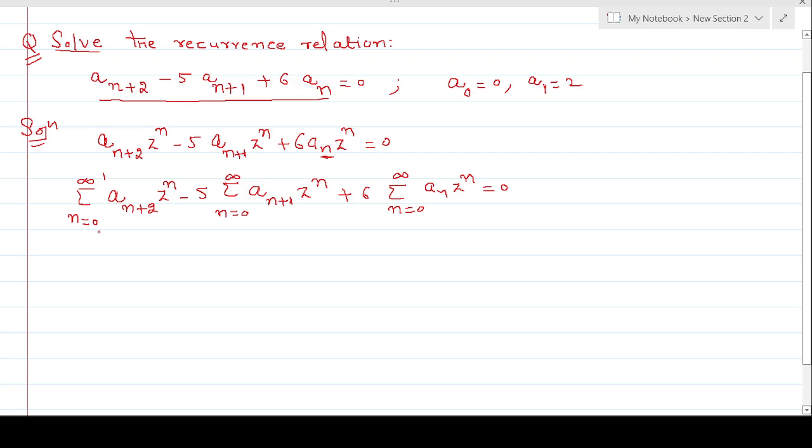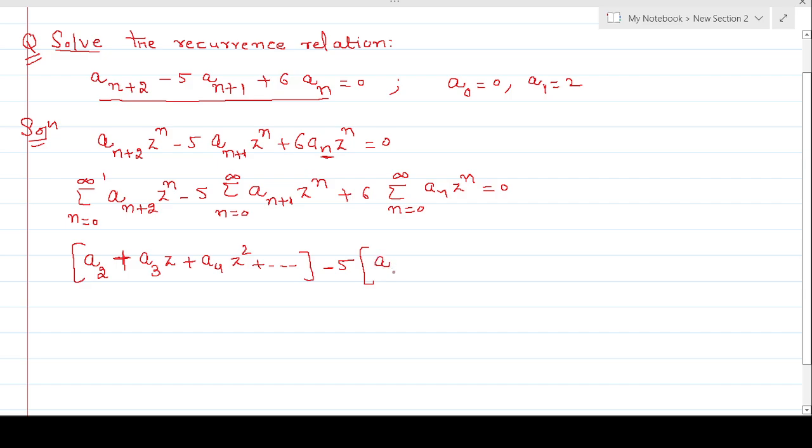Now set n value equal to 0 here. So what do you get? a2 z raised to the power 0, that is equal to 1, plus next a3 z, a4 z square and so on, minus 5. Now set n value equal to 0, so what it is?